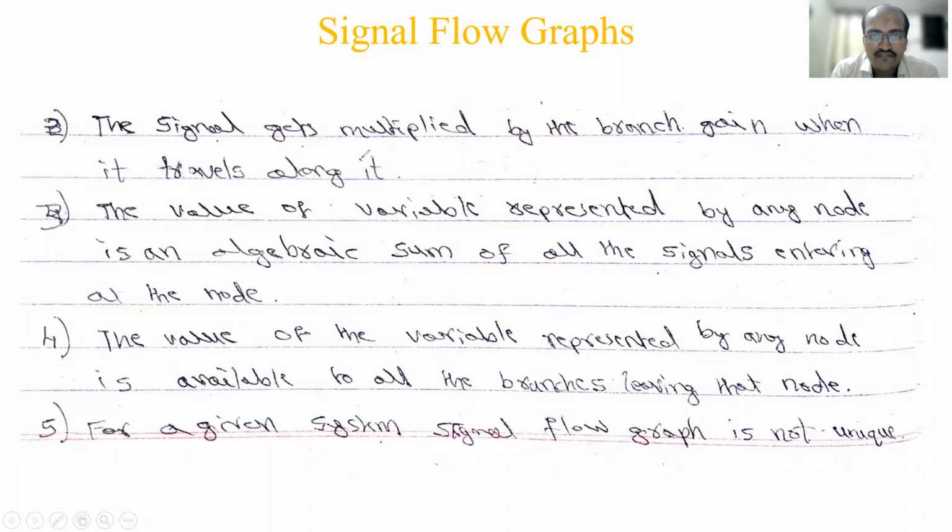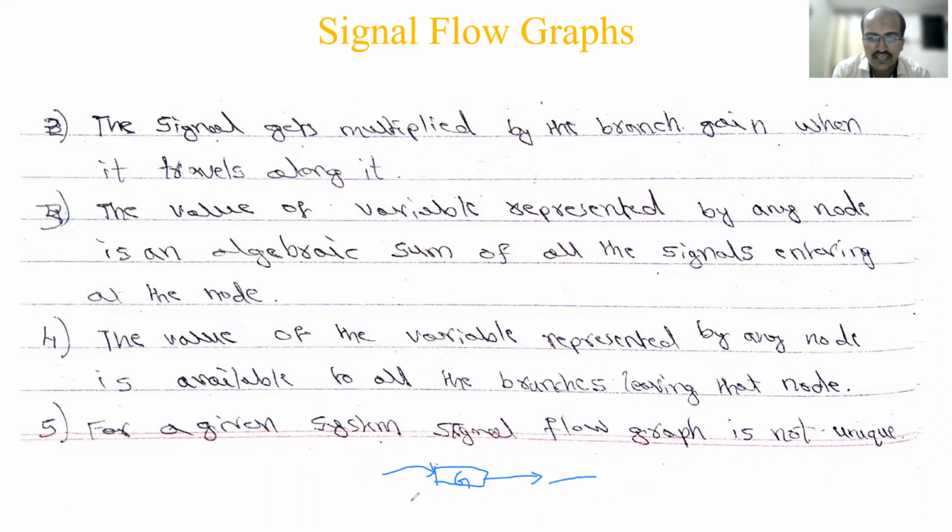The second property: in the signal flow graph, the signal gets multiplied by the branch gain when it travels along it. We'll also see this when we construct the signal flow graph from the block diagram. In a block diagram there is a block representing the transfer function, maybe G, H, whatever. I will call it G. It has an arrow entering the block and an output arrow. Here is the output of the block, and here is the input.